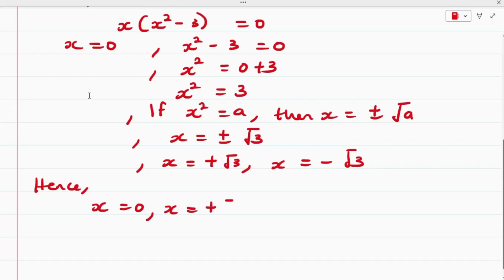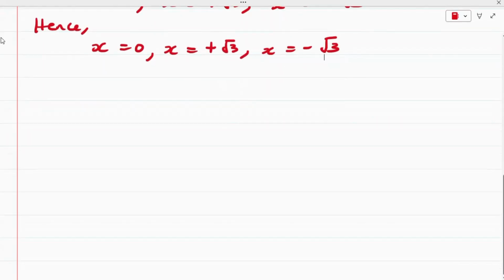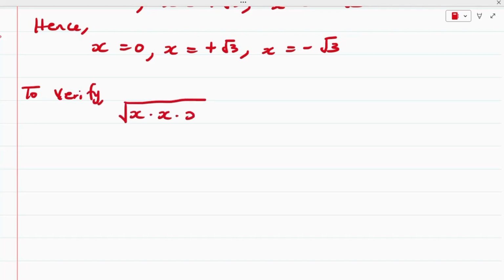So therefore we have the values of x: x is equal to 0, x is equal to plus root 3, and x is equal to minus root 3, and these are the values of x. So right here guys, the next thing we want to do is to verify to show that our answer is actually correct. So to verify, we have the question given as the square root of x multiply x multiply x is equal to the square root of x plus x plus x.